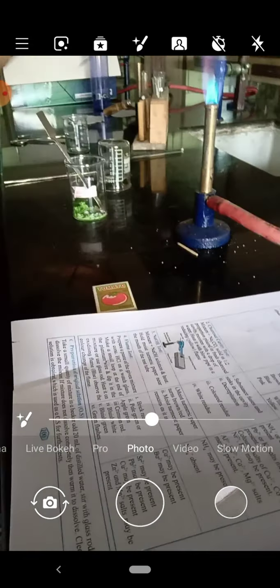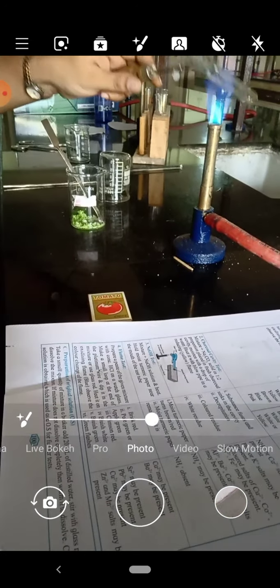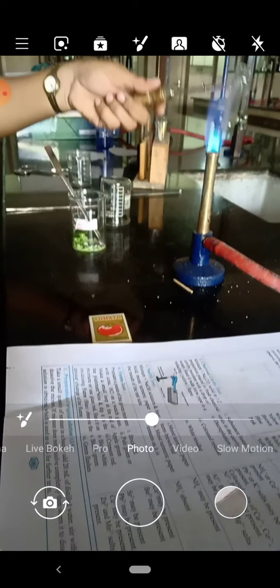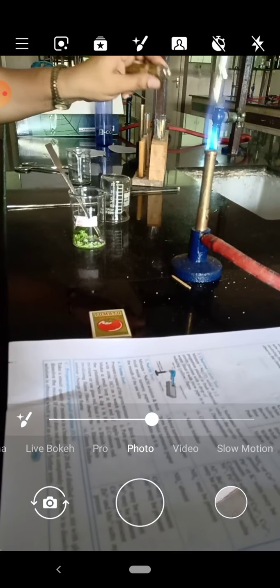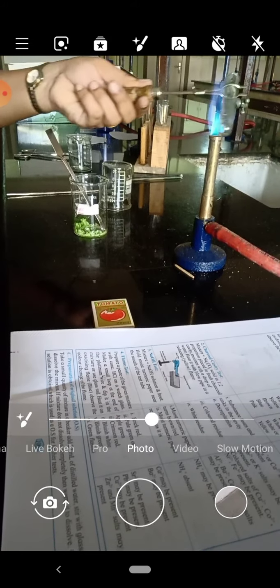Then we will move to the next test, that is heating in a dry test tube. This test we have to do. For this test, our test tube should be dry. So first what we will do, we will heat the test tube so that it will become dry. The whole test tube should be dry. You have to heat it a little so that moisture will go out.